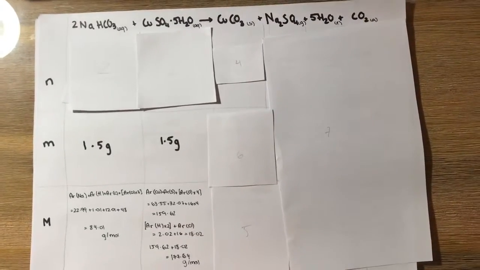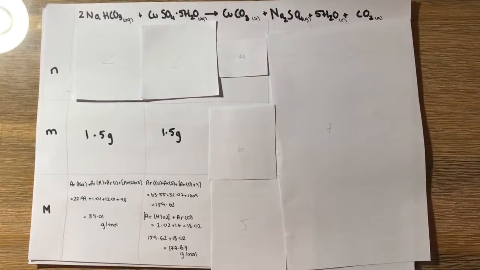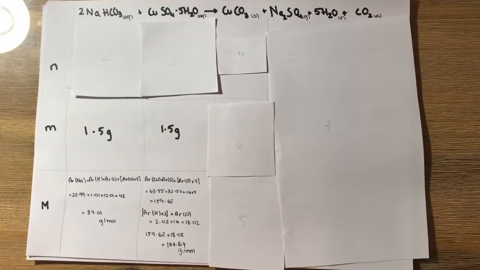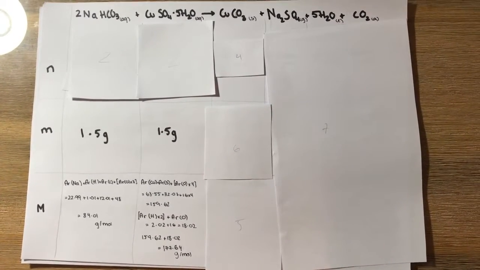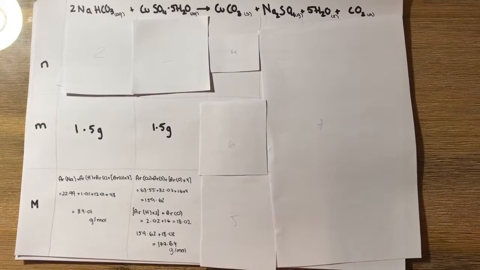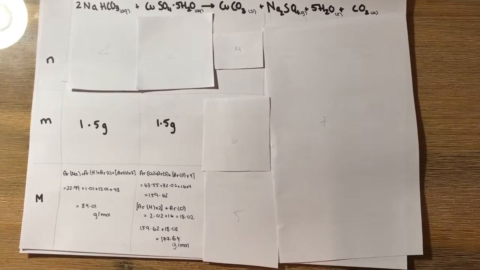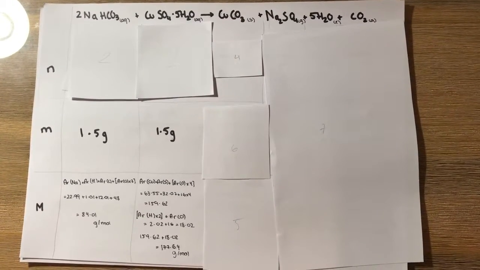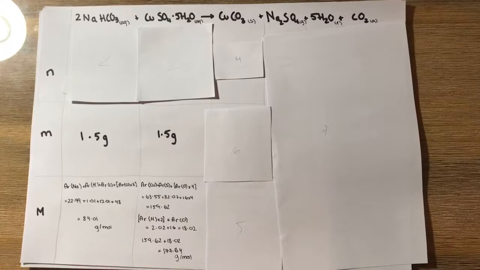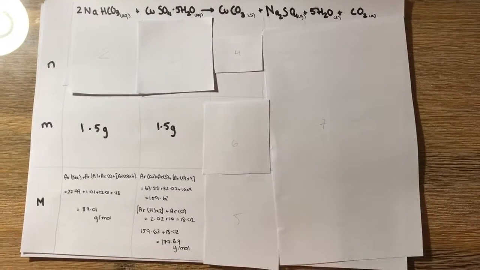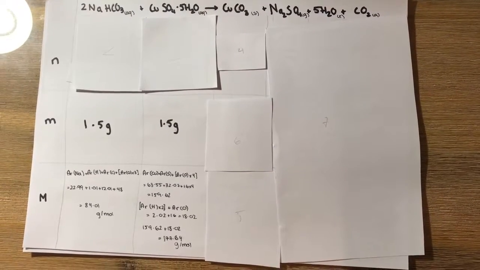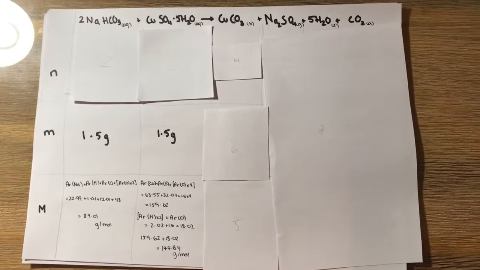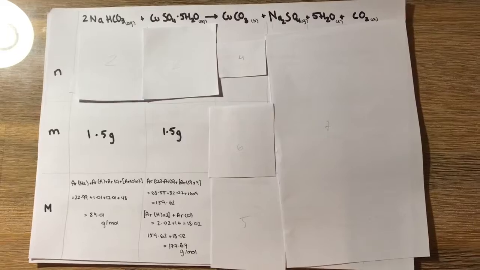Firstly, we must calculate the molar mass of both reactants. To find the molar mass, you must add the relative atomic masses of each element of the compound. It is important to know that you multiply by the subscript, but not by the coefficient. By doing this, we can see that the molar mass for sodium bicarbonate is 84.01 grams per mole, and that the molar mass for copper sulfate is 177.64 grams per mole.